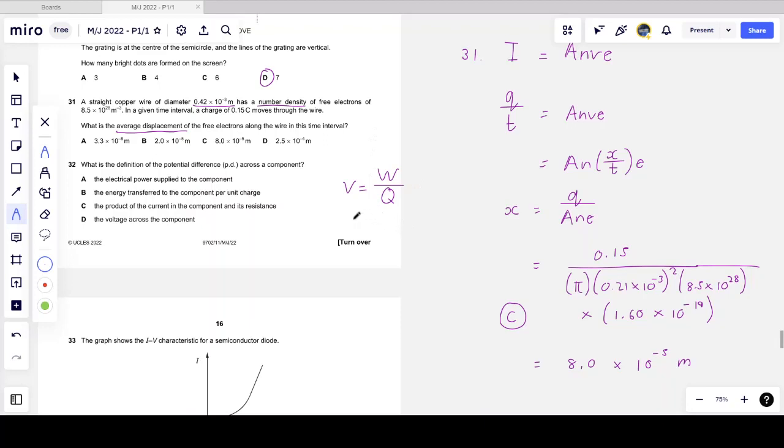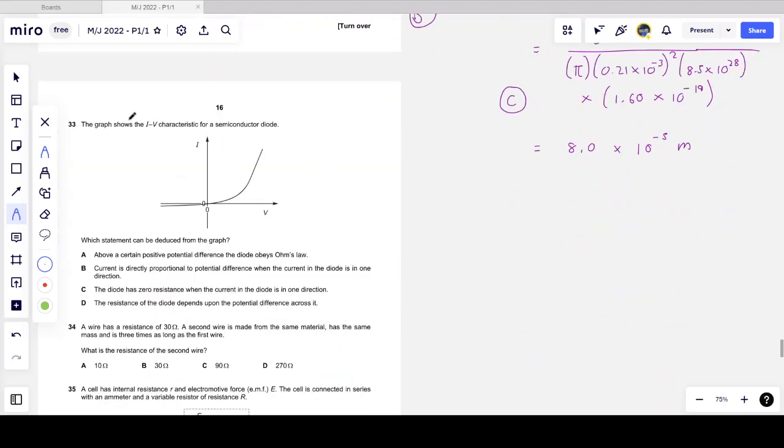And so looking at my options, I can tell immediately that the definition is energy transferred per unit charge. So immediately I can see that my answer is option B. And so I don't really need to spend too much time on that because I already know the definition. A good thing about definition questions, at least in paper 1, is that they should be more direct and easier to get an answer.